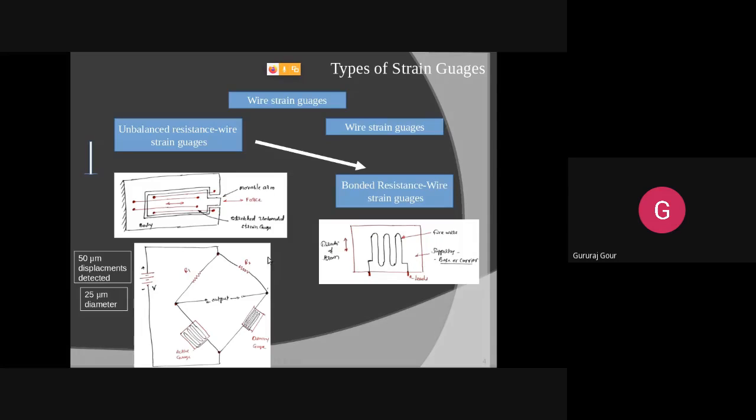So why is it used here? In order to overcome some of the drawbacks of the unbonded type, which is able to measure up to 25 micrometer diameter and 50 micrometer displacements, but we want to extend that with the help of this bonded type. Why is it not able to detect more than 50 micrometer displacements? Because it is limited by the sensitivity of these strain gauge wires. They are not able to detect displacements of more than 50 micrometer.